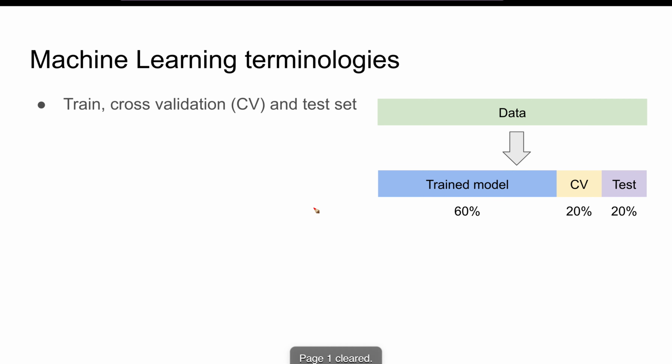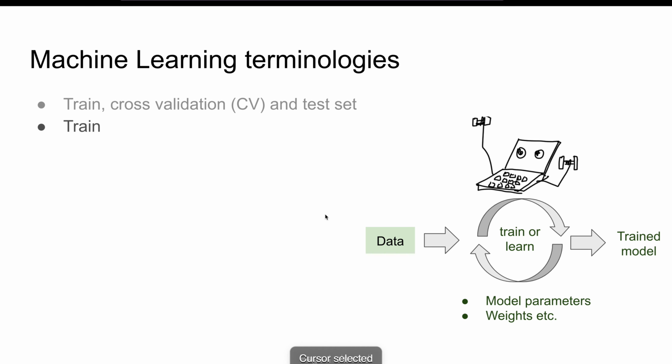Moving on, let's look at another terminology, which is train. As we saw, training is an iterative process as shown here, where the computer learns the model values for the model parameters, it learns the weights, and once these optimal values are found, then we have a trained model ready. So that's what train means.